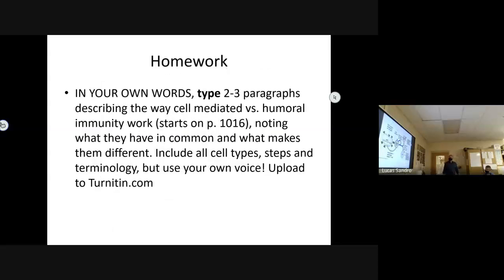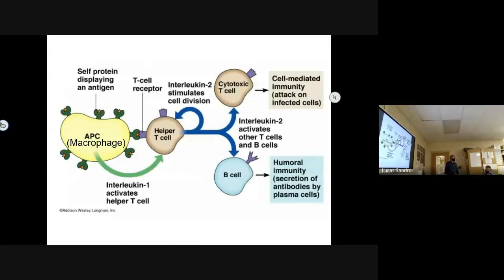From here, we take a path that splits a little bit. We are going to go in two directions, starting the same way, but then splitting into what we call cell-mediated immunity and then humoral immunity. So we'll come back to this picture, but that's the overview.